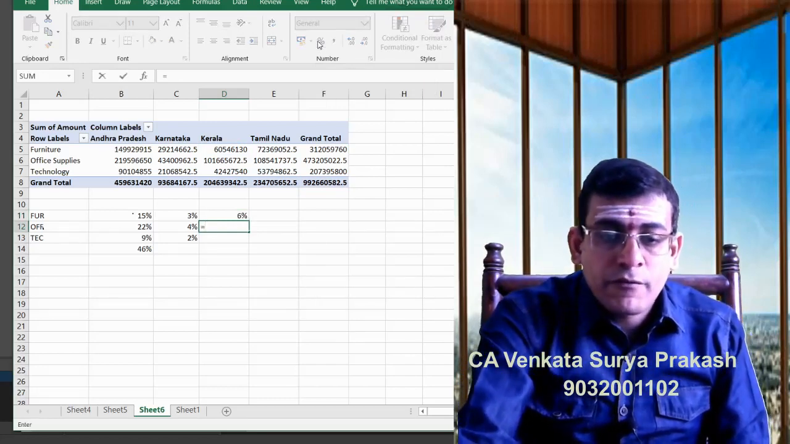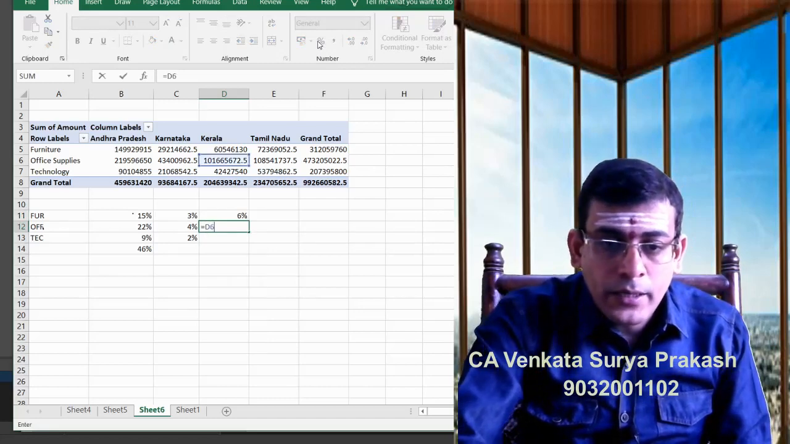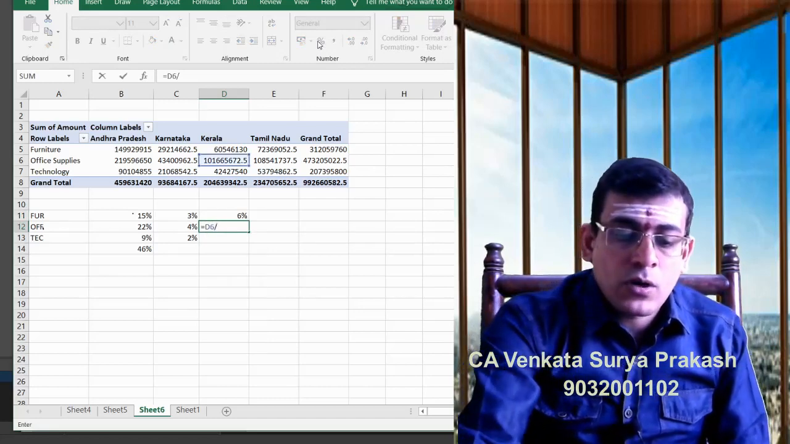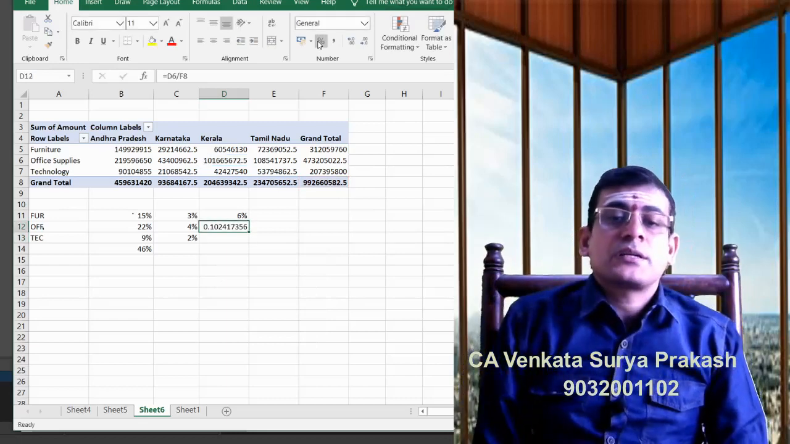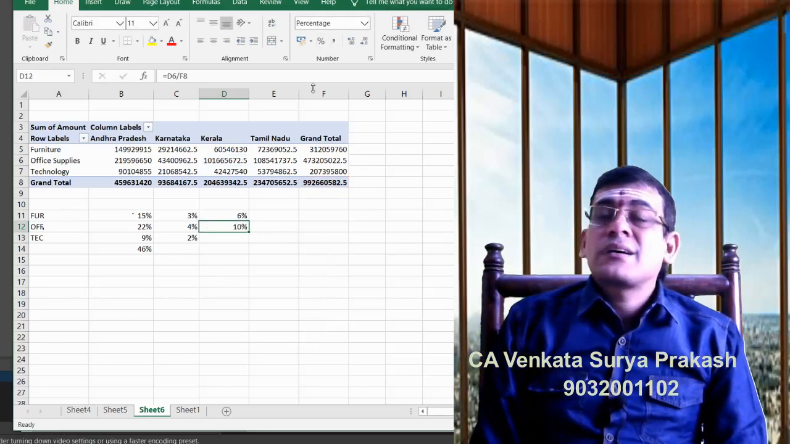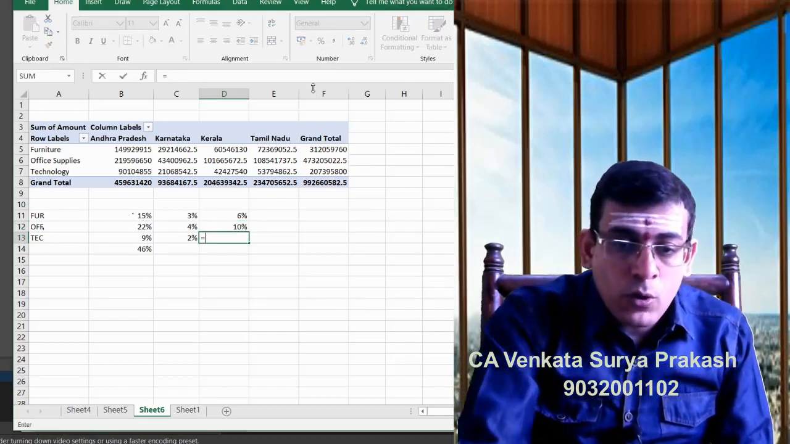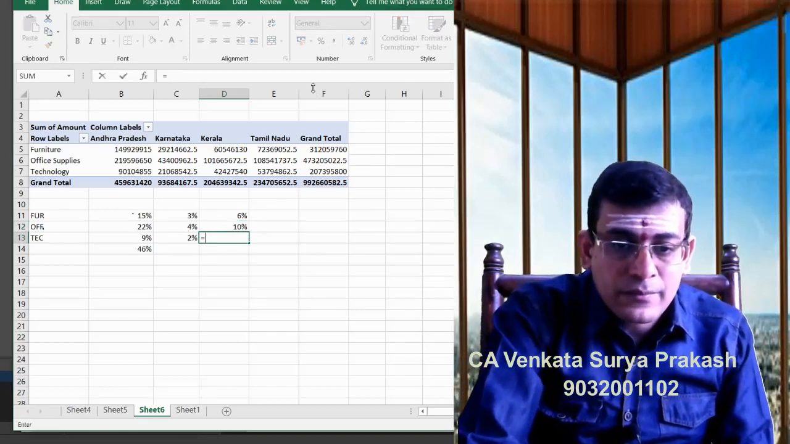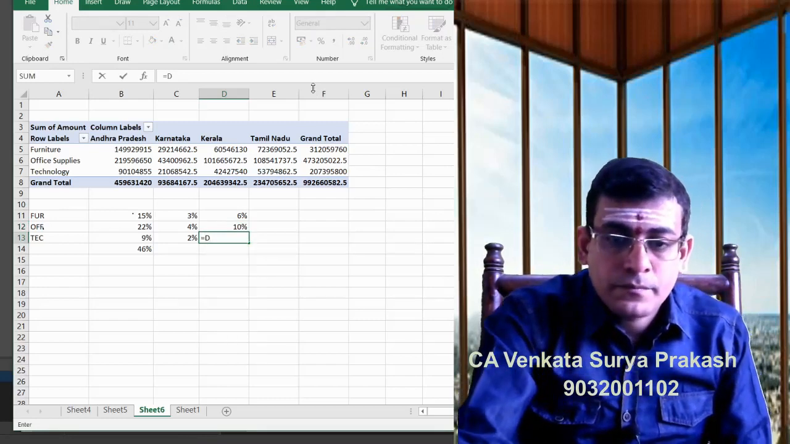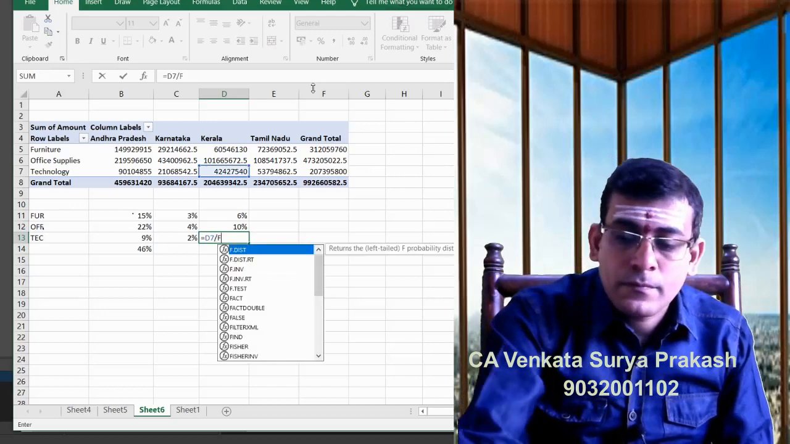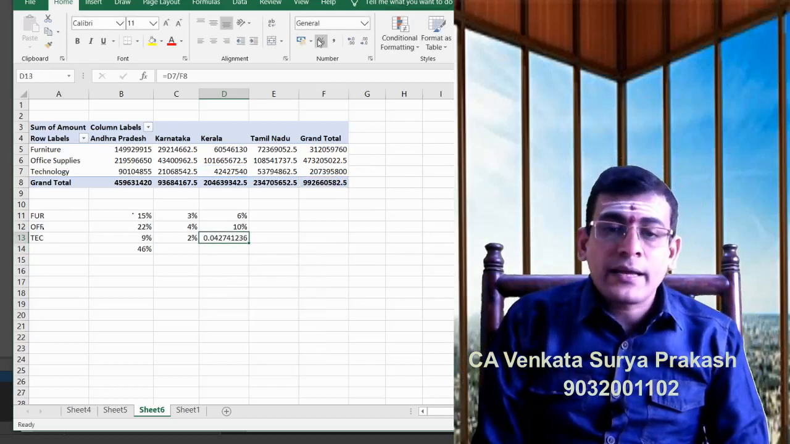Then office supplies. If you look into office supplies, we focus on something called our office supplies. The office supplies is giving nearly 10%. 10% is the revenue share which office supplies is generating. Then what about the technological business in Kerala? It is trying to generate 4% of the revenue, and so on.